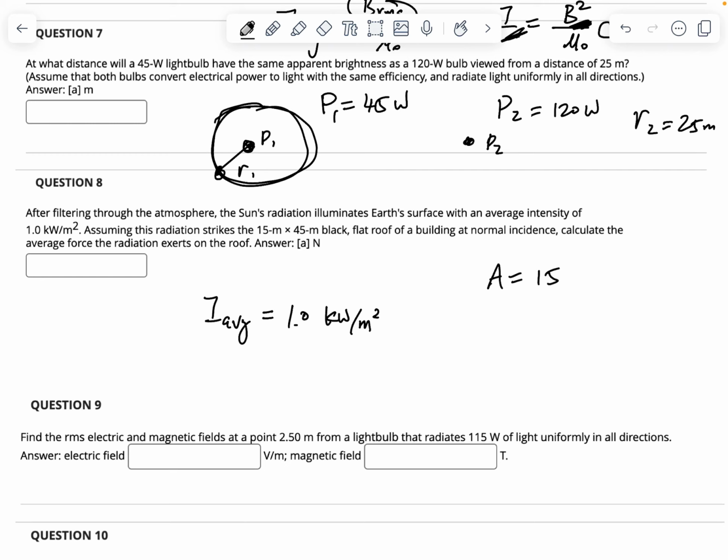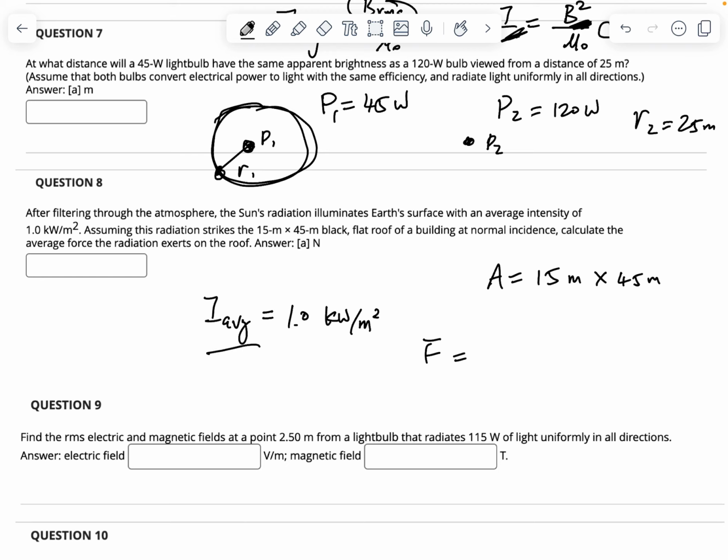So A is equal to 15 meters times 15 meters, right? So that's the area. At normal incidence, calculate the average force the radiation exerts on the roof. Okay, so looking for force, average force. Okay, this is average, right?